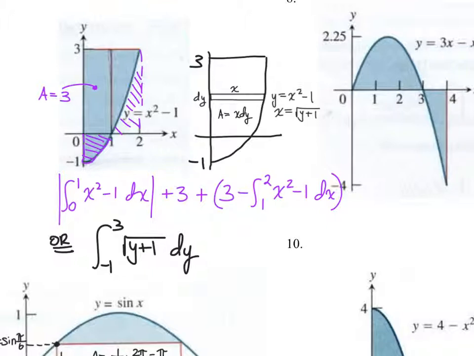Now let's see if it works out the other way. Now you could still, when you're typing this integral in your calculator, use x's, but if you want, you could use y's too. Sometimes it's more satisfying that way. So from -1 to 3, the square root of y plus 1.